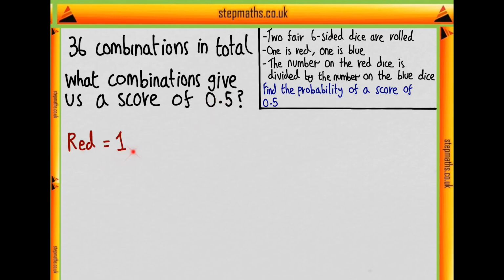Well, what about red equals 1? What do we need blue to be? Well, the number on the red dice is divided by the number on the blue dice. So 1 divided by something is a half. It's got to be 2. So red 1, blue 2.